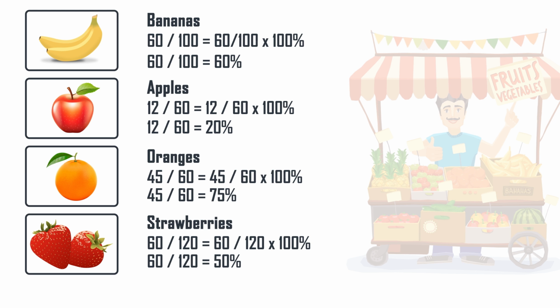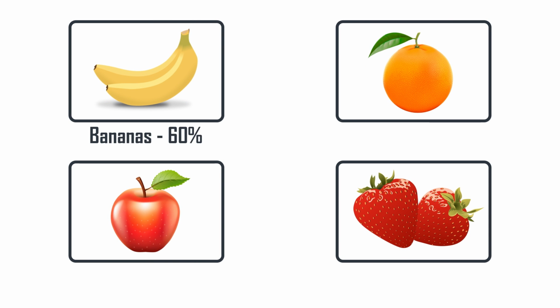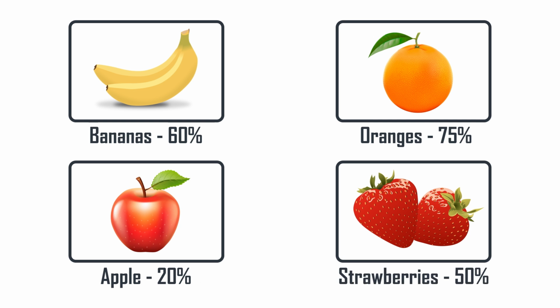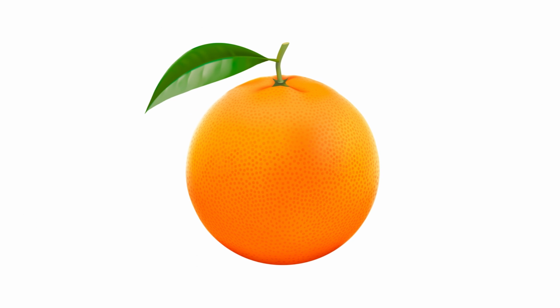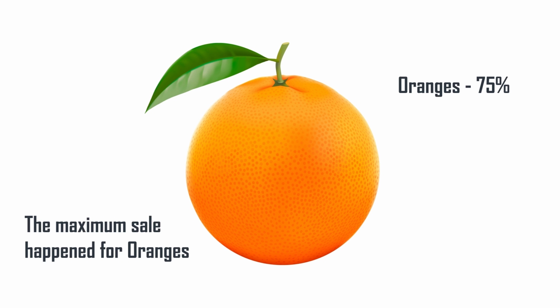Let's just lay them all out here. Bananas 60%, apples 20%, oranges 75%, and strawberries 50%. So we see that the maximum sale happened for oranges. Surprising, isn't it, considering both bananas and strawberries had 60 of them sold and oranges were just 45. But that's the power of fractions and percentages for you. So now the fruit seller can get more oranges to sell and order a lesser number of apples.